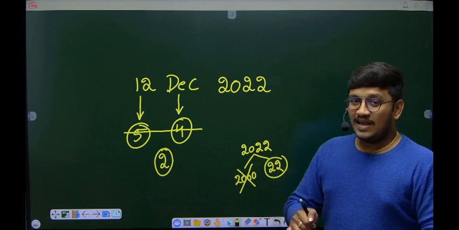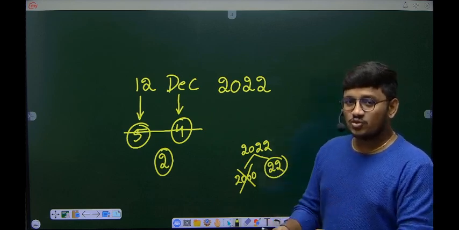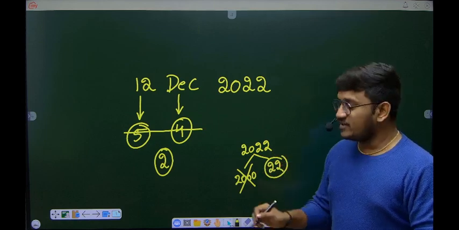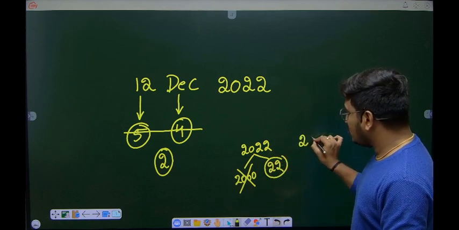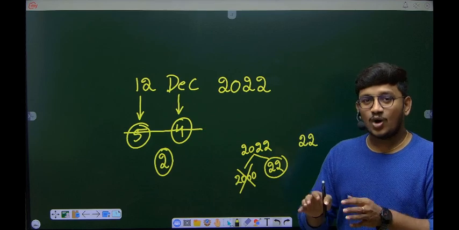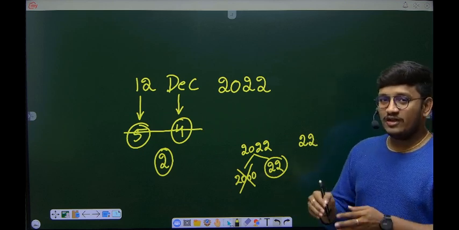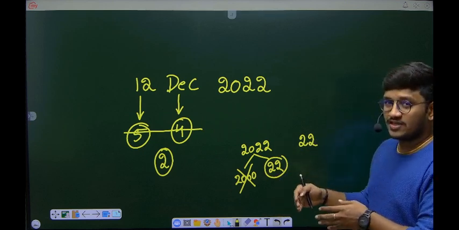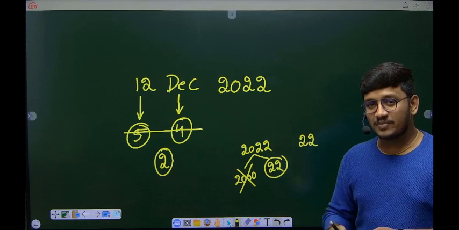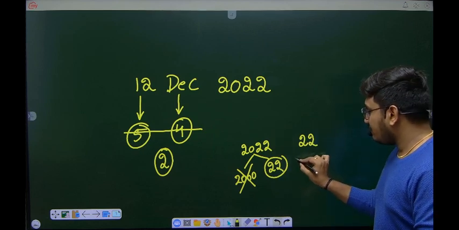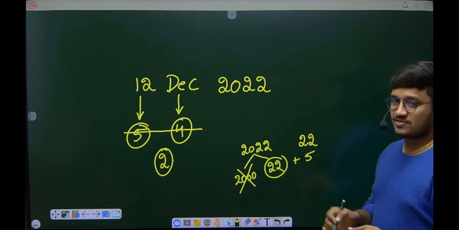Now here how many years are left out? 22 years. Let's consider all 22 years are normal years. We have 22 odd days. If I consider all 22 years as normal years, it has 22 odd days. Now how many leap years are present in 22 years? I would say there are 5 leap years, right?